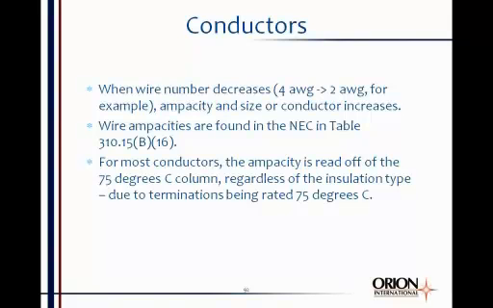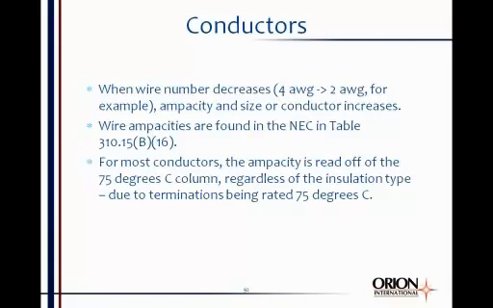Now, how much ampacity can I get through the wires? You look it up in the National Electrical Code. There's a table in the code under Article 310. Conductors for General Wiring is the title for Article 310. And there's a table in there, 310.15(B)(16), which gives you the ampacity of conductors. It tells you how much current can flow through those conductors.